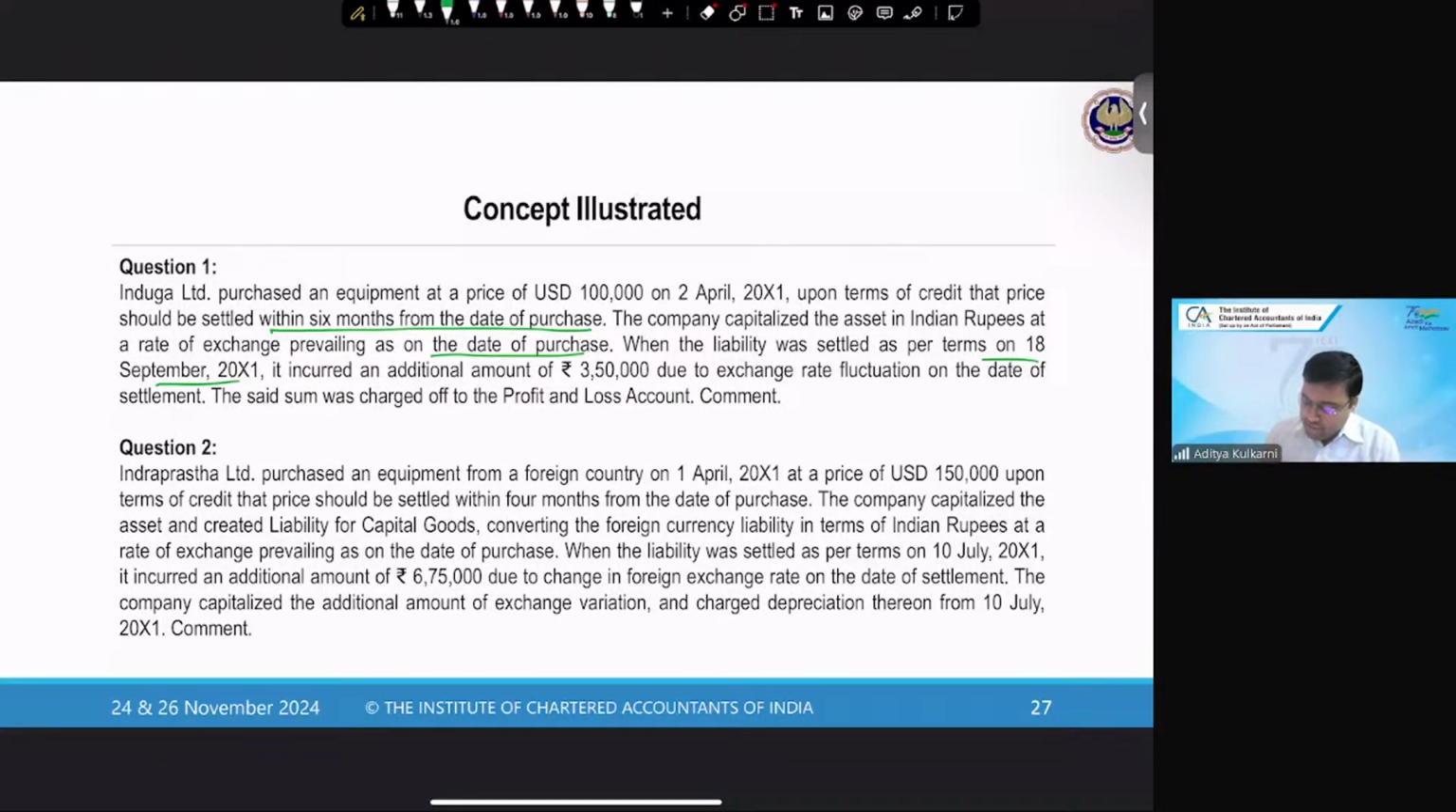This 3,50,000 is the exchange loss incurred because when the liability was being settled, the exchange rate was higher. So this 3,50,000 has gone to the P&L. Have you understood the question? Is this correct?